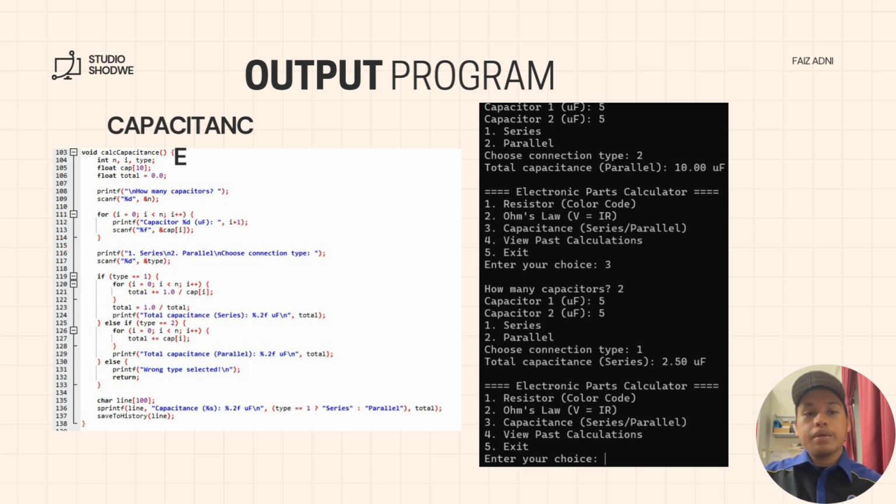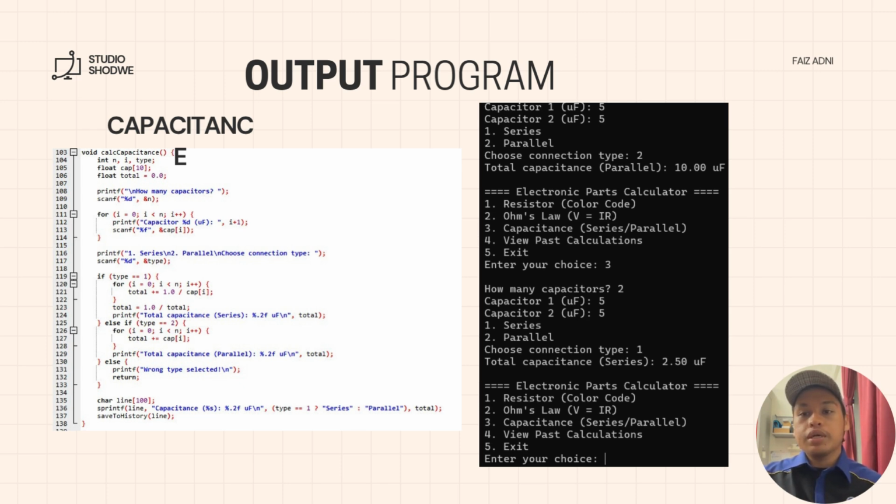Next, lines 128 to 130 handle the invalid type, where we use else and printf. If the user types the wrong number, the program will print an error and exit.